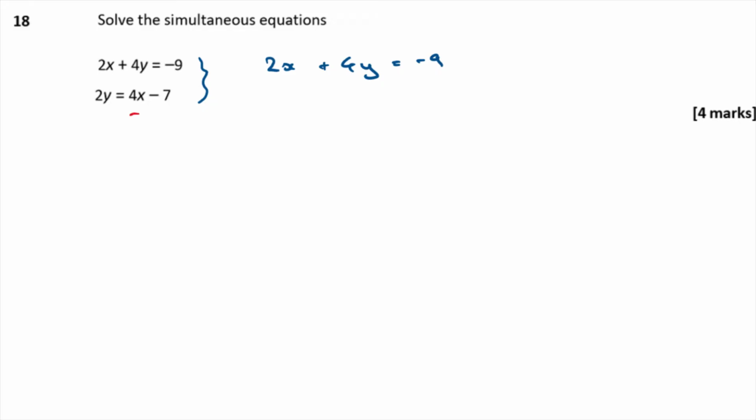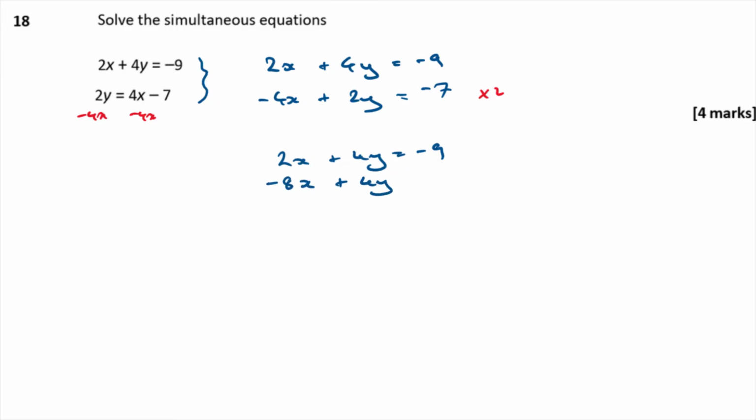If I subtract 4x from both sides, I'm going to get minus 4x plus 2y is equal to minus 7. Now, in order to eliminate one of the variables, I need to have the same coefficient for both. So I'm going to take this second equation, I'm going to double it up. I'm going to leave the first one as it is. So I've already got 2x plus 4y is equal to minus 9. Doubling up the second one, I'm going to get minus 8x plus 4y is equal to minus 14.